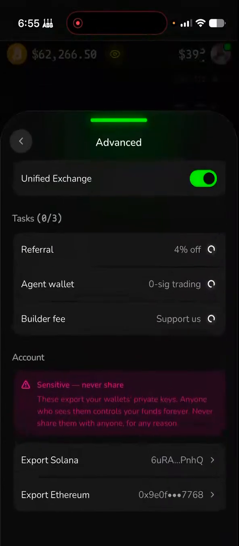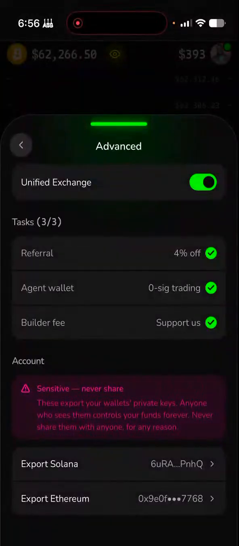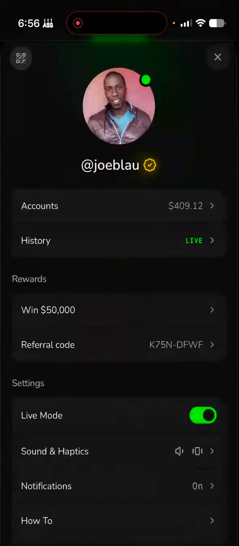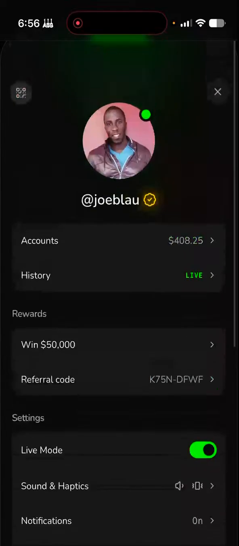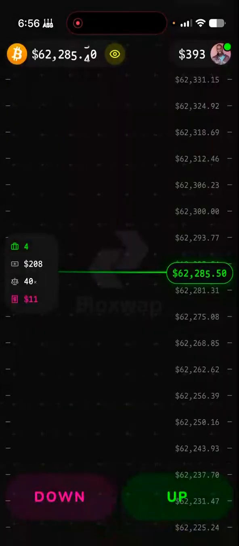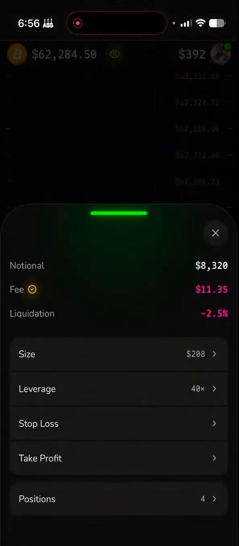All right, so unified account is on, referral program is set. All these are ticked, which means you're good to go trading. And then that's it. You can log out. So that's the entire application. We still have our positions open here.